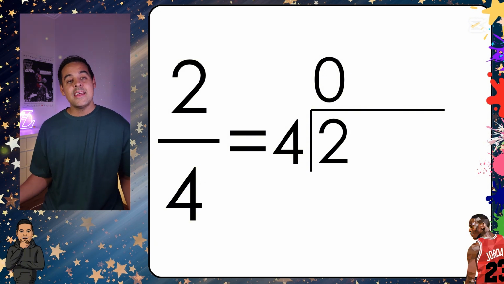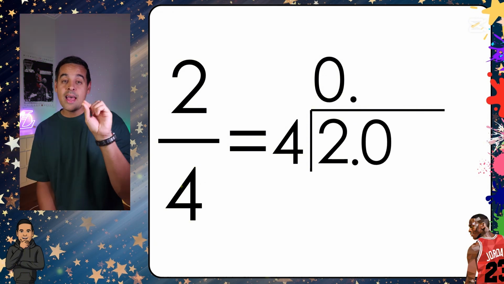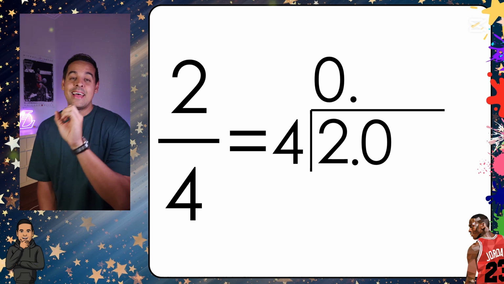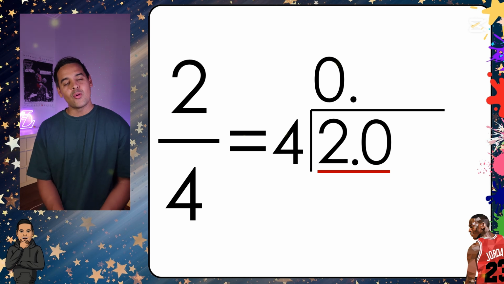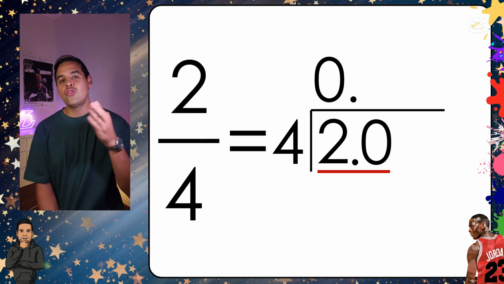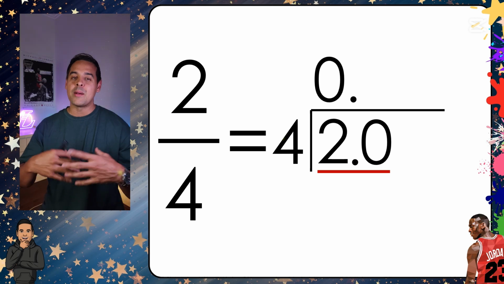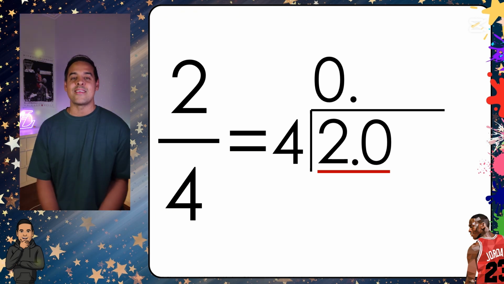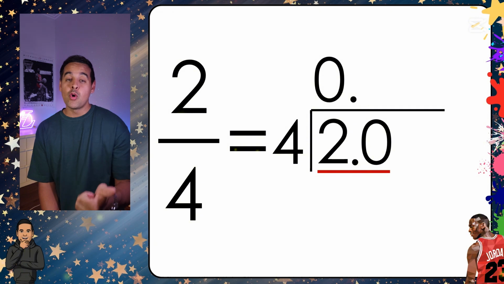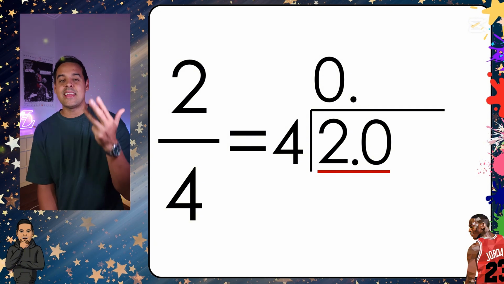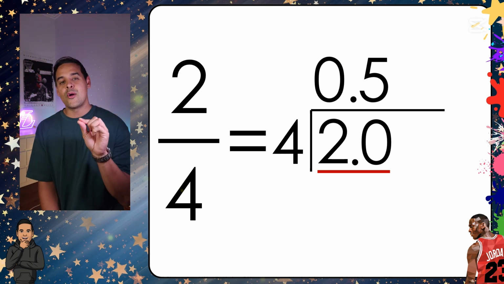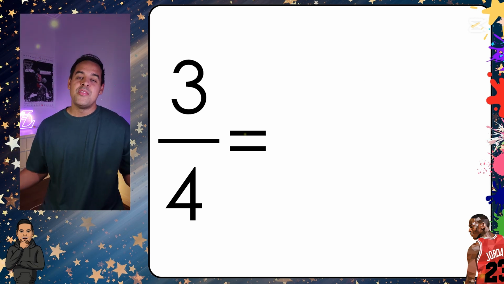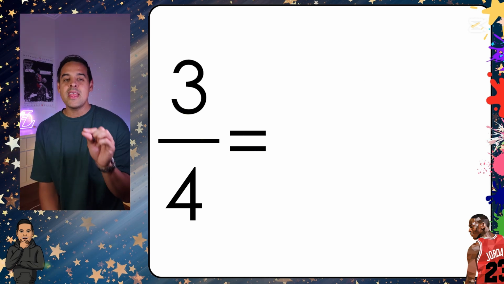So we need to add a decimal point high, a decimal point low, and a 0. Now you combine the two numbers here. So how many 4s can now fit into 20? See, now it will make more sense and you'll be able to easily solve this question. So 4, 8, 12, 16, 20. 5 4s can fit evenly into 20. So our answer here is going to be 0.5.